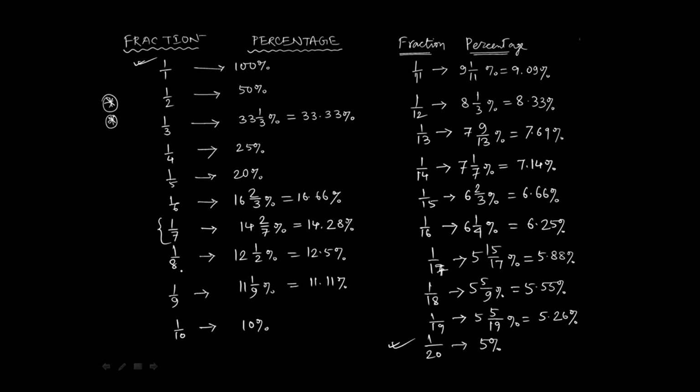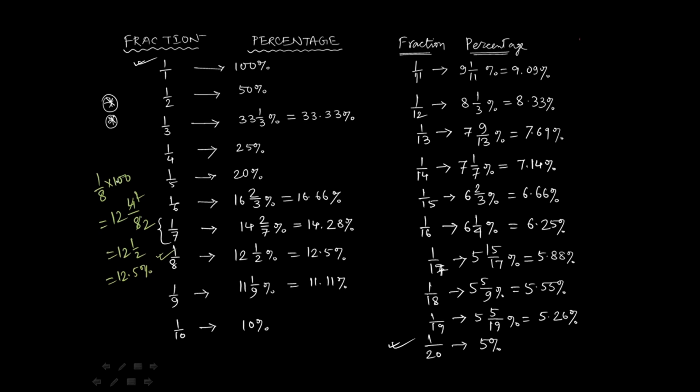Suppose you take 1 by 8. So how will you solve it? 1 by 8 into 100, right? The nearest multiple of 8 which is less than 100 is 96, right? So it's 12, 8 twelves are 96. What is the remainder? The remainder is 4 and the denominator is 8, so it will be 1 by 2, so it will be 12 and a half. 12 and a half, clear? Or 12.5.